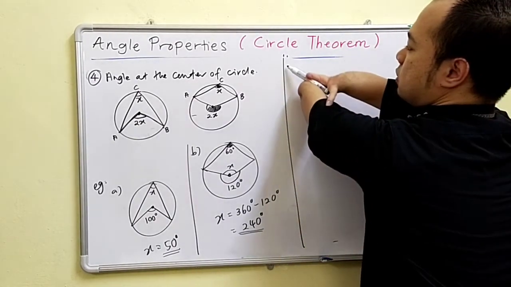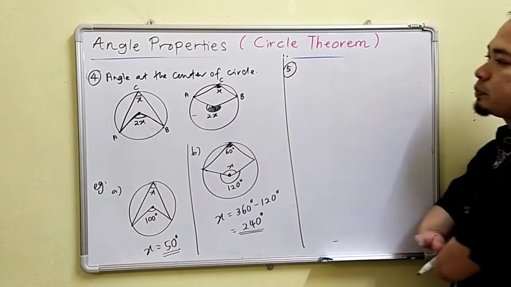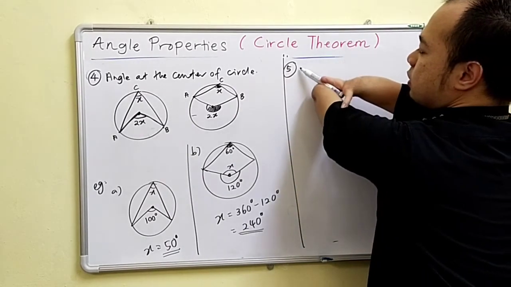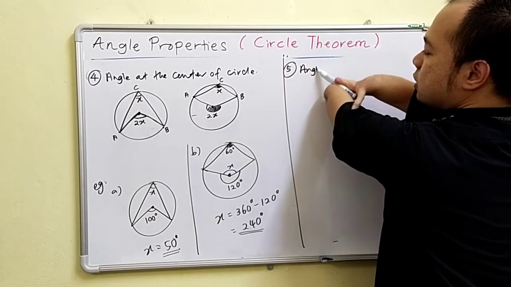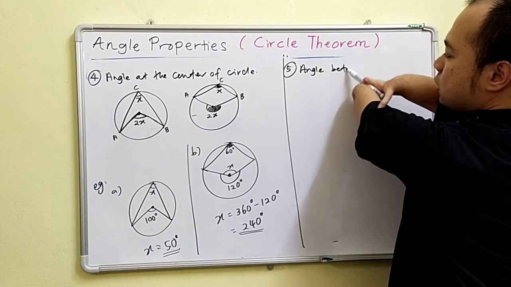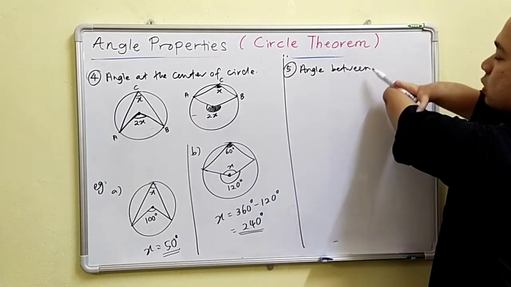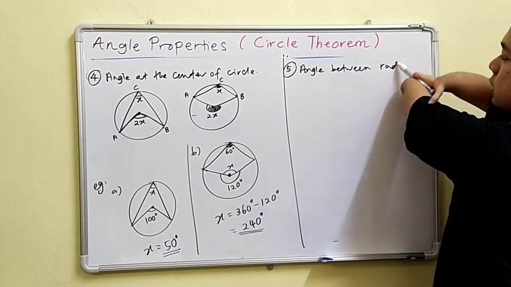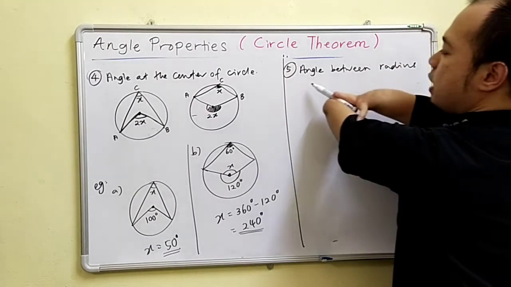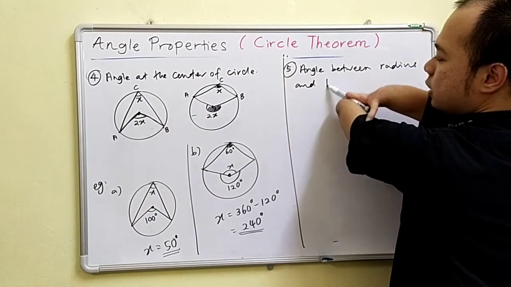Okay, next. Theorem number 5. It says that the angle between radius and tangent line.